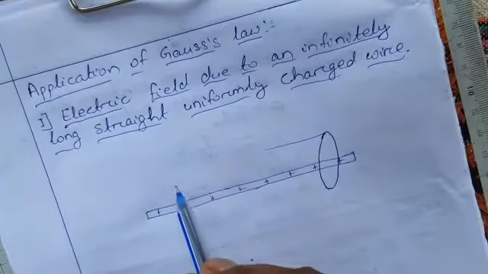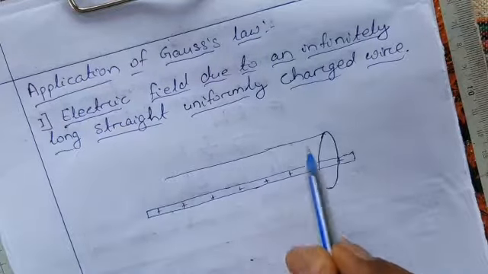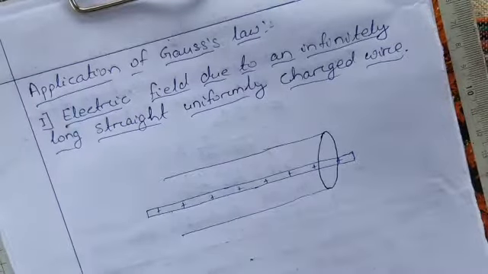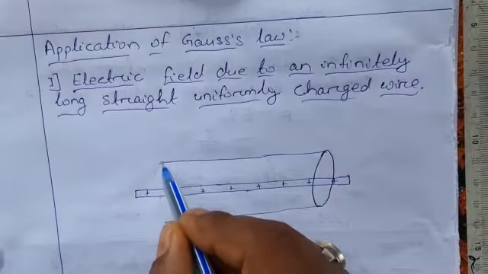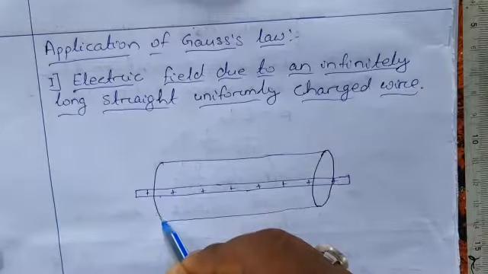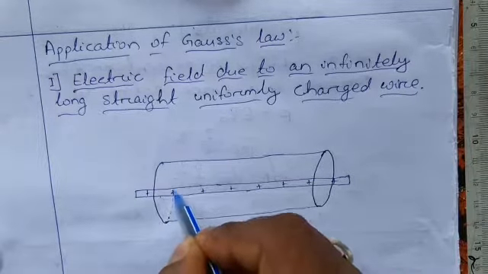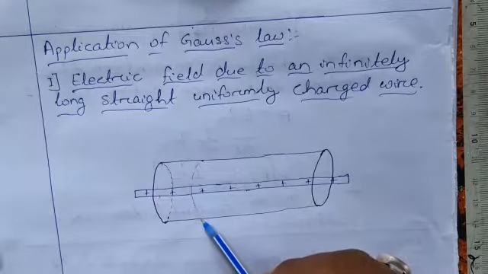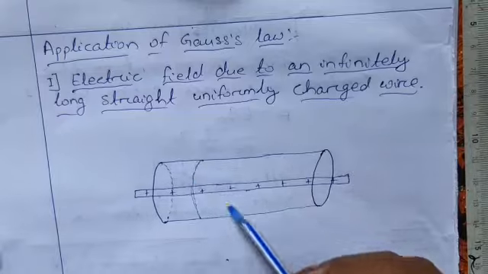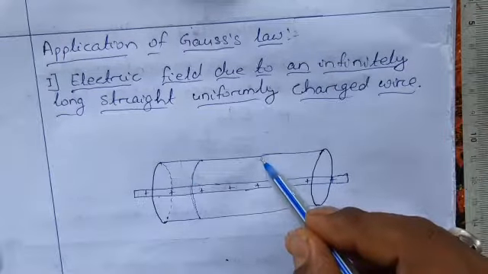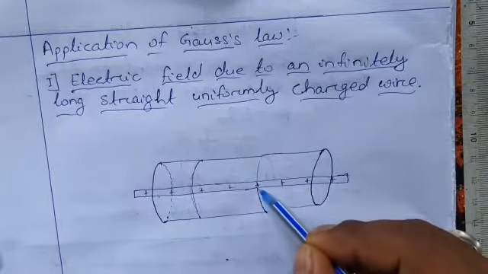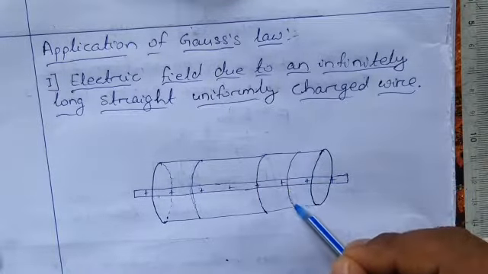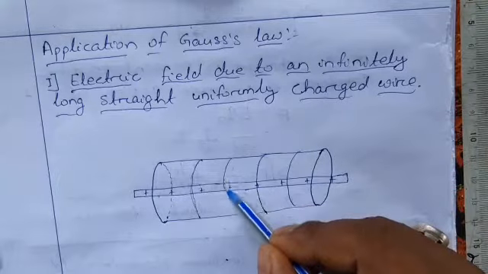Okay, I am drawing this. This is a Gaussian cylindrical surface. I can say this is the cylinder, the curved surface area of the cylinder.